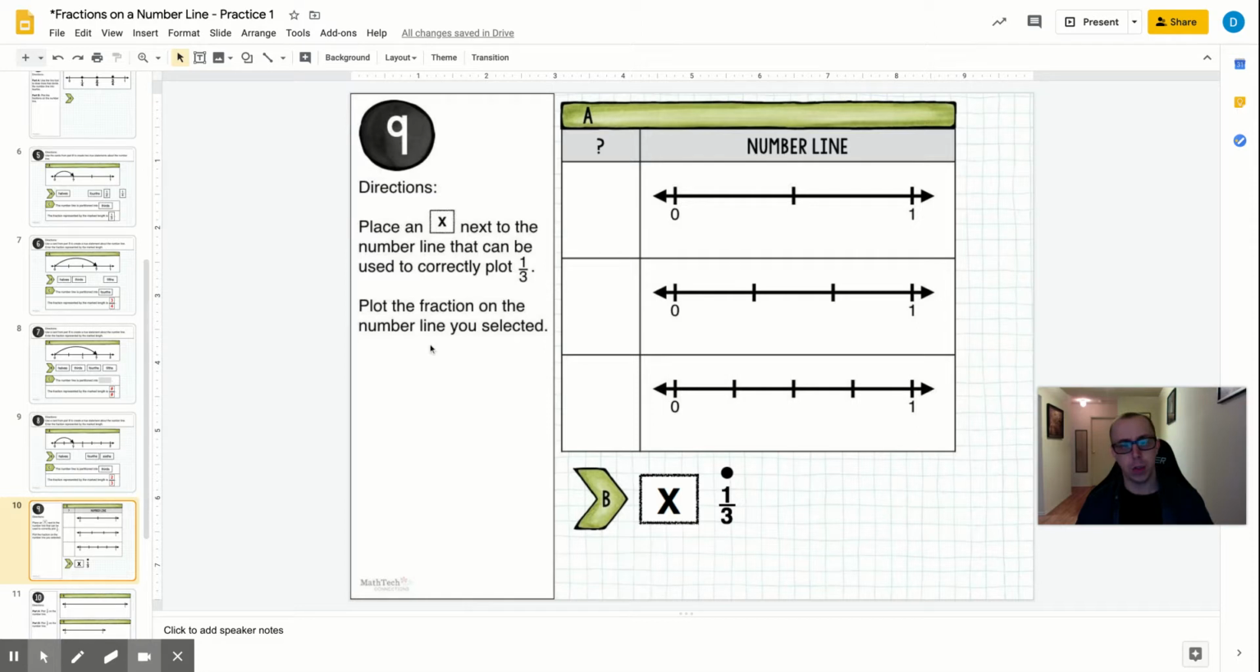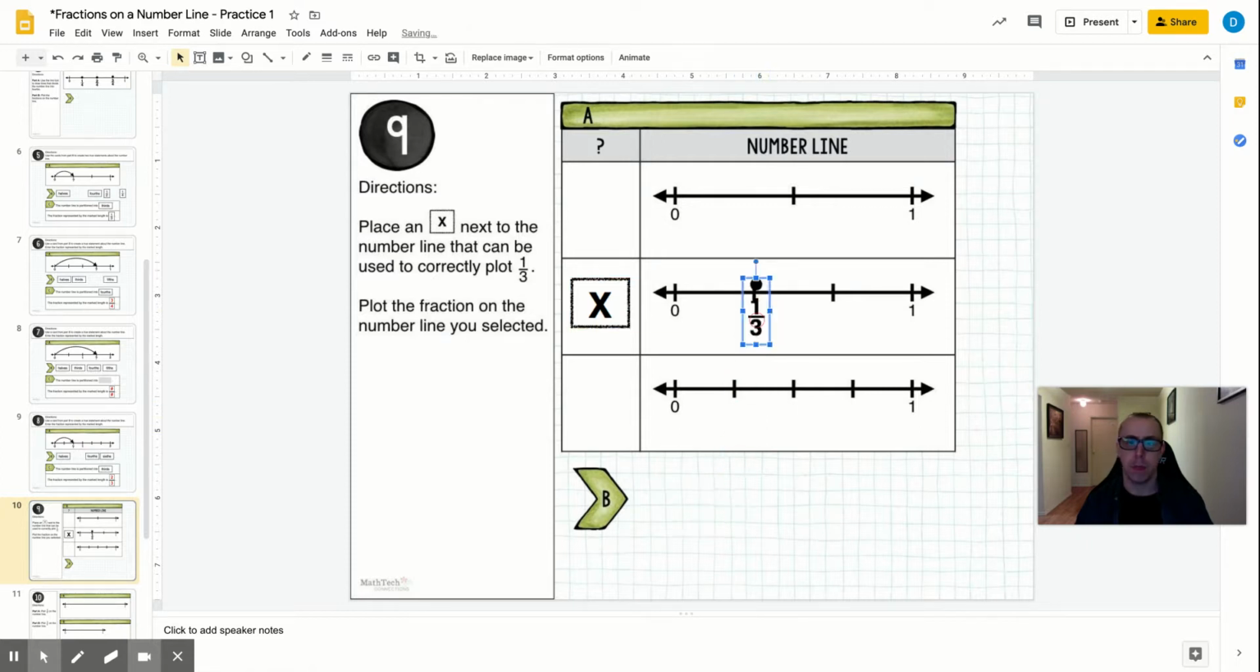Okay, moving here, we need to place an X in part A for the number line that represents thirds, and then we have to plot 1/3. So if we look here, this number line is divided into 2 parts, so this is halves. This number line is divided into 1, 2, 3 parts, so we're looking for thirds, but I always like to double check that there's not another example that's correct. 1, 2, 3, 4, so this is fourths. So then 1/3 is the first marking on that number line, okay?